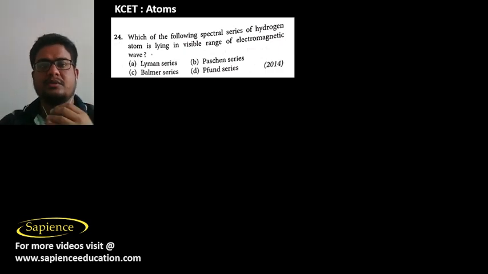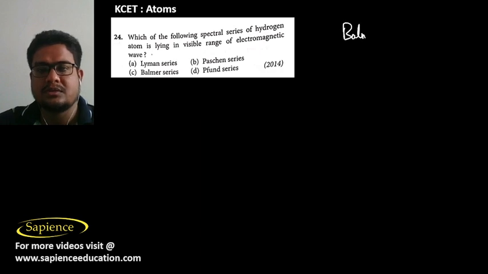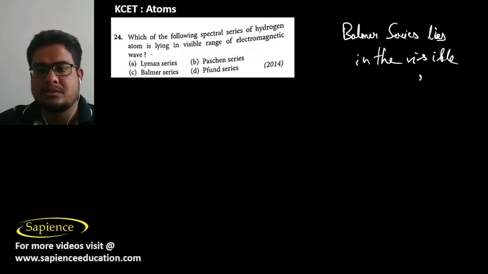Then in question number 24, it is told, which of the following spectral series of the hydrogen atom lies in the visible range of electromagnetic waves? So that is the Balmer series. Balmer series lies in the visible region. So option C is the correct answer.